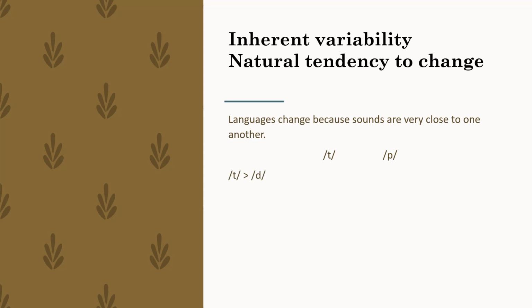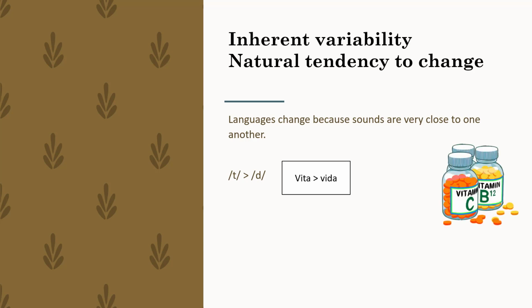Well, a sound that is very similar to T is D, and that's why the T sound in Latin evolved into D, and this little symbol means evolved into. So the word vita in Latin evolved into vida in Spanish, which means life, and we can see it in words like vitamin, still with a T.